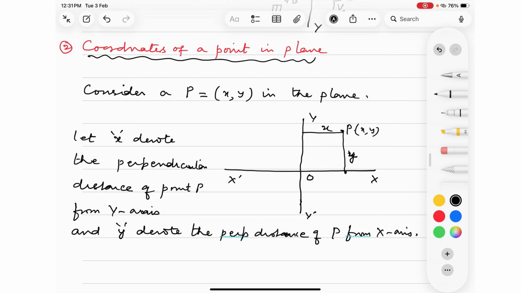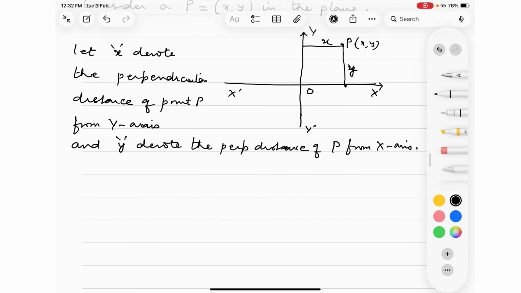Very, very important point. If you want to plot a point P on a plane, x in P denotes the distance from the y-axis, and y in P (x, y) denotes the distance of P from the x-axis. This is the meaning of x and y. This is the second very basic point. Now the third very important point is how to know in which quadrant the point P lies.